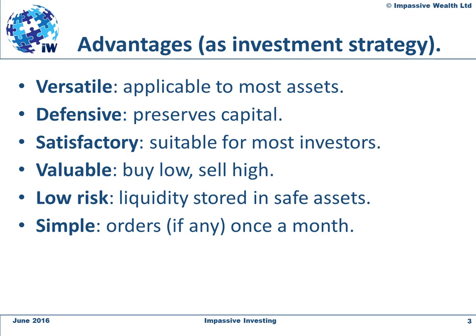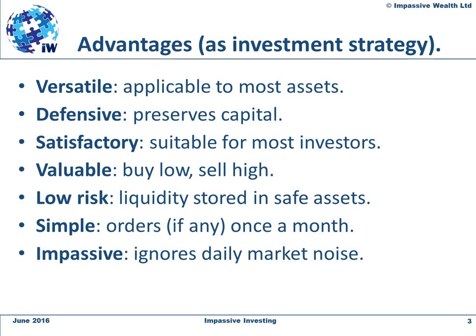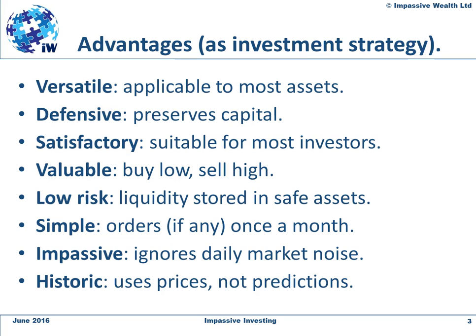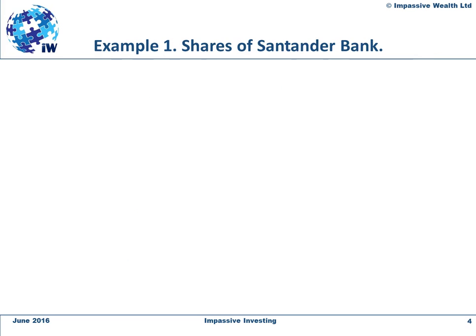It is very simple. Orders once a month, if there are any. Most months there are no orders, so there's nothing to do. But worst case, orders need to be carried out once a month. Okay, it is impassive, and this is a bit of a recursive definition. It is impassive because you have to be detached from the daily noise of ups and downs, all the media, all the hype about what's going on in the markets, which is very confusing to most investors. It's historic in the sense that we use prices. We don't make predictions. So it's based on the past, not on the future. It is very difficult, if not impossible, to predict the future. So we prefer to base our decisions on what has happened already.